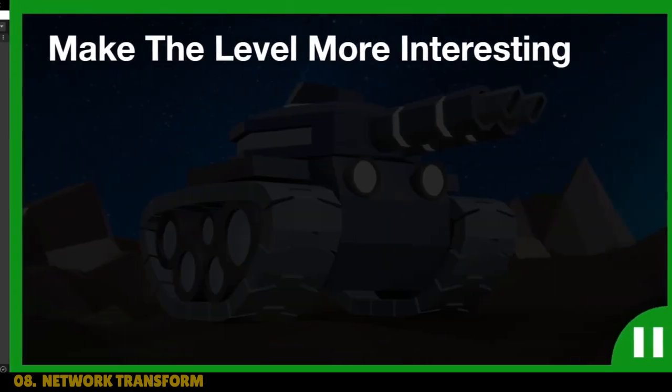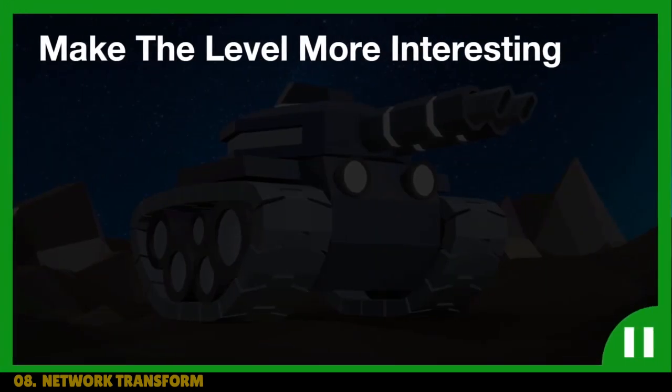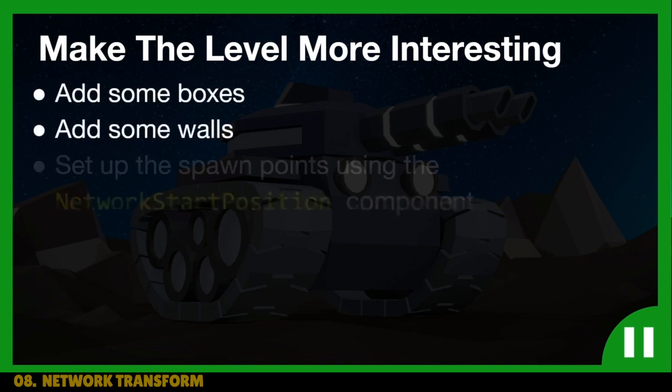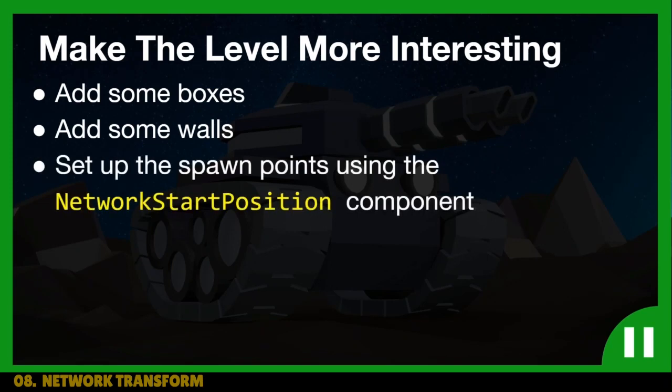So now for your mini challenge, I want you to make the level more interesting. As I said, don't spend too much time on this. You don't even have to really do it if you don't want to. If you're happy with the complexity that I've gone to, then that's fine. Just maybe add some boxes, add some walls, and set up the spawn points by using the Network Start Position component. So just make yourself some spawn points all over the level. Maybe you only want 4 like I've done, maybe you want more or you want less. Just make it custom to you, and then pause the video now, have a go at that, and then I'll be back.